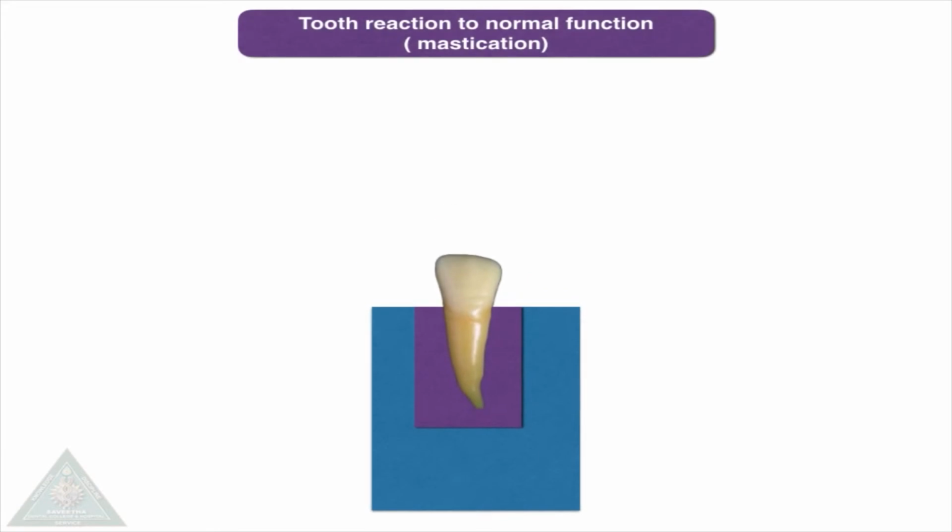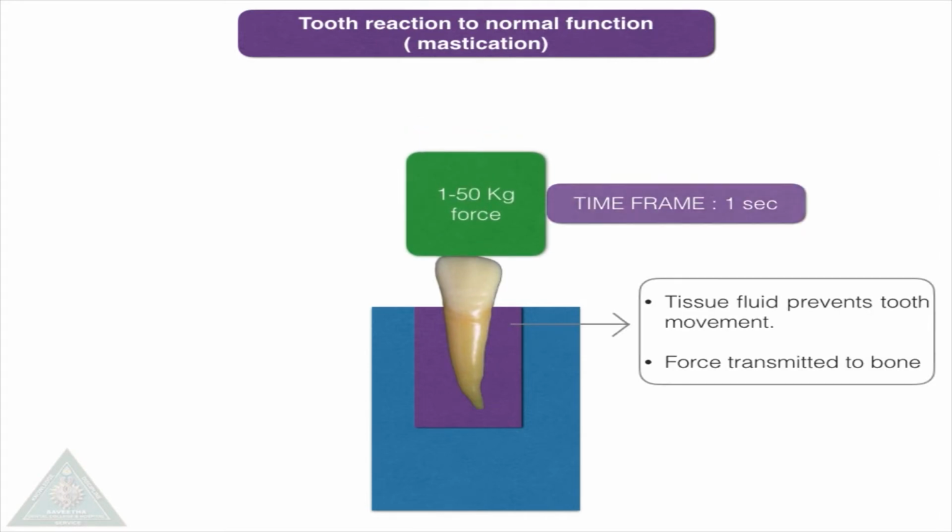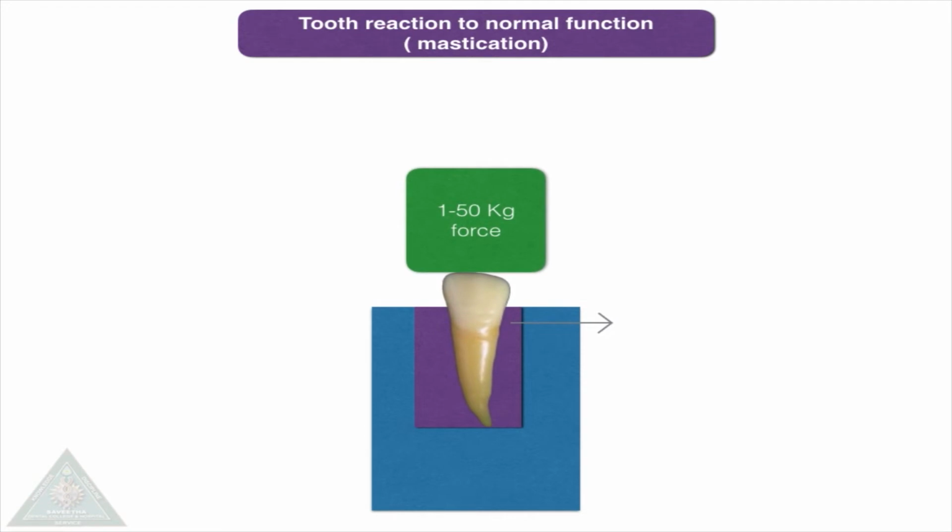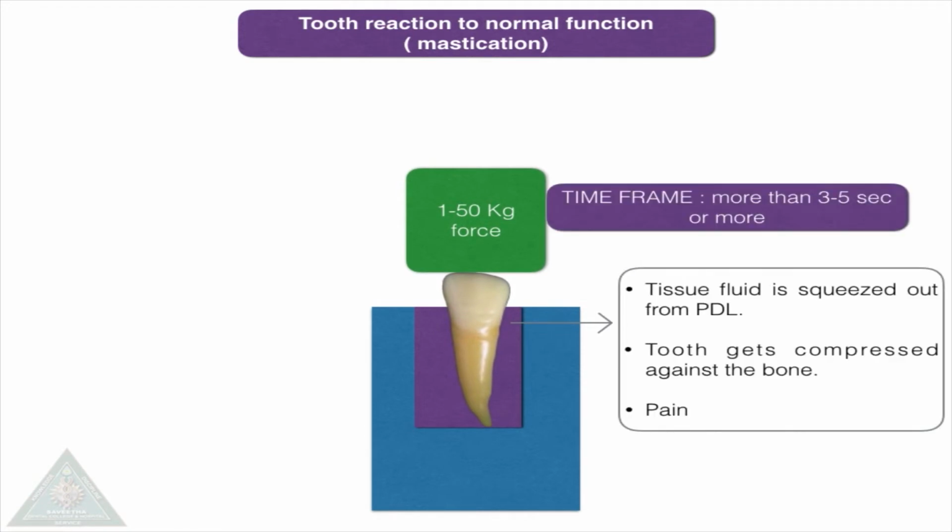Tooth reaction to normal function. During mastication, a load of 1 to 50 kilograms of force is exerted on the tooth. If this force level exists for only 1 second, the tissue fluid transmits this force to the bone and there is no tooth movement. However, if the force exists for more than 2 to 3 seconds, the tooth moves within the periodontal ligament and compresses itself against the bone.